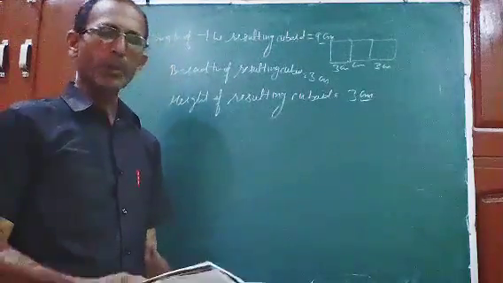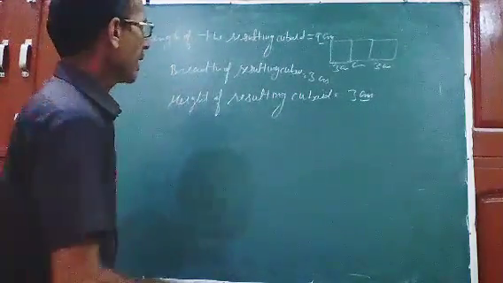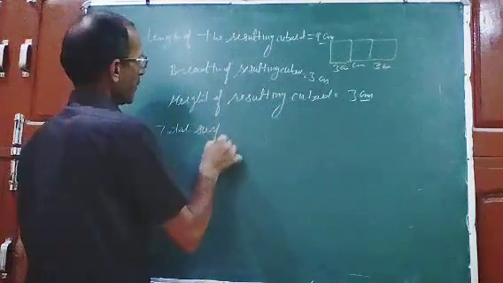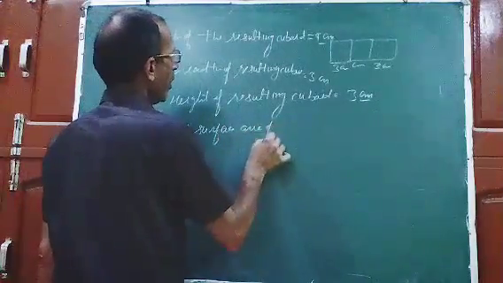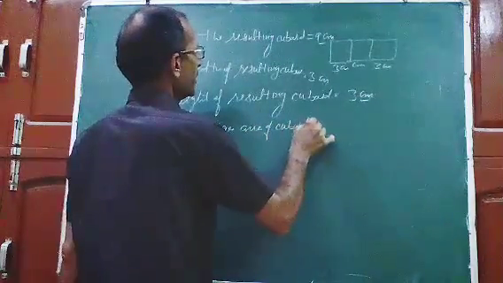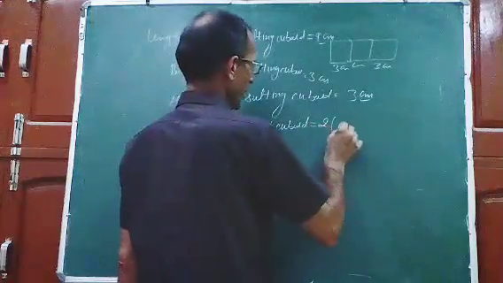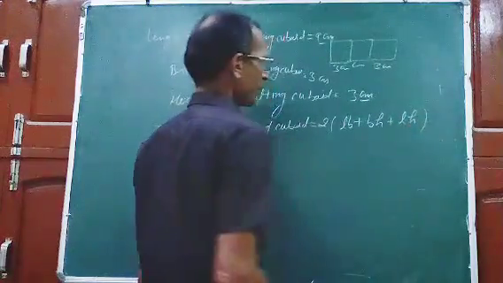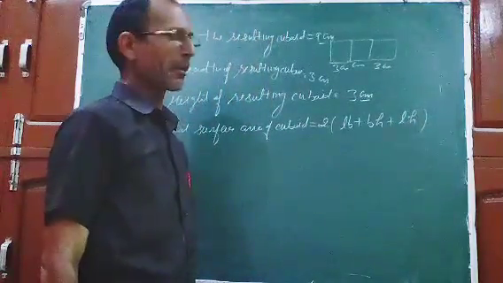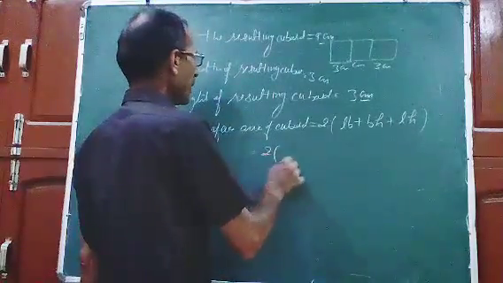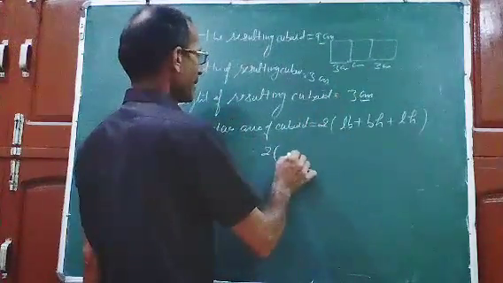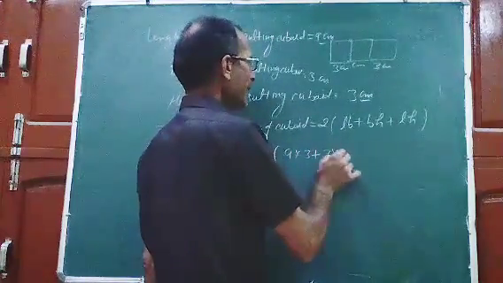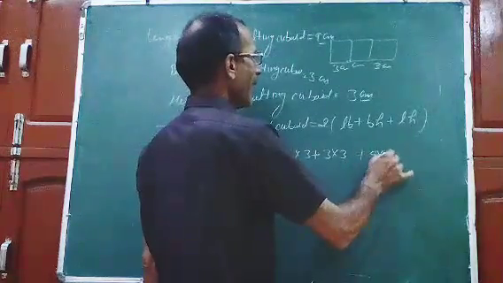The surface area of the cuboid, it means the total surface area. So total surface area of cuboid is 2 into (LB plus BH plus LH). So this is the formula for finding the total surface area of a cuboid. So 2 into, what is length? Length is 9, breadth is 3. Breadth is 3, height is 3. Length is 9, height is 3.